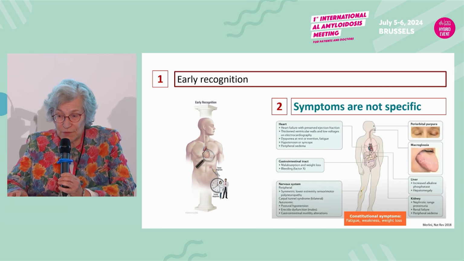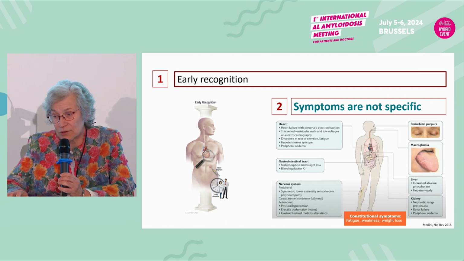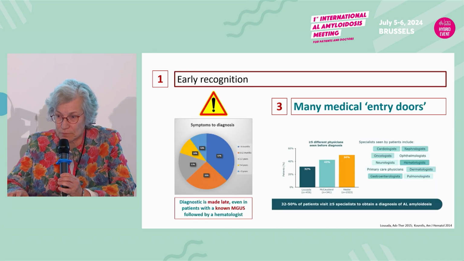Symptoms are not specific. It was already covered. I already mentioned the fact that the patient can enter the disease with constitutional symptoms that are absolutely not specific. And if you look on the right part of the slides, periorbital purpura and macroglossia, which are more typical of the disease, occur only in between 10 and 15% of patients. In addition, there are many medical entry doors. People usually will consult more than 5 physicians before getting to a diagnosis.